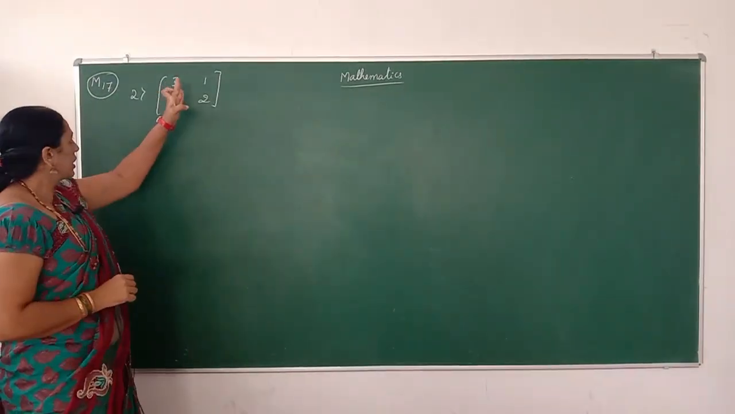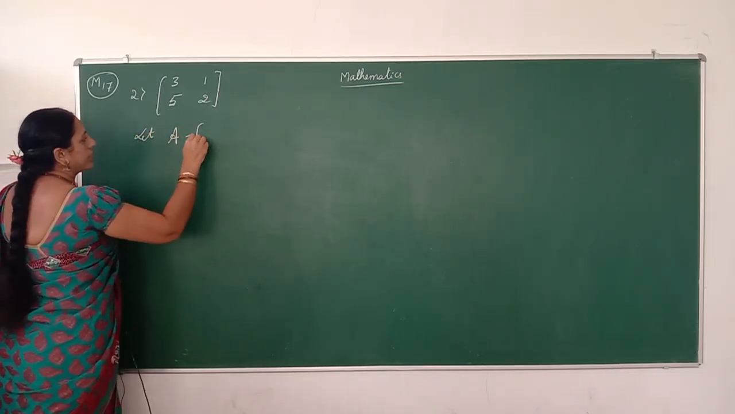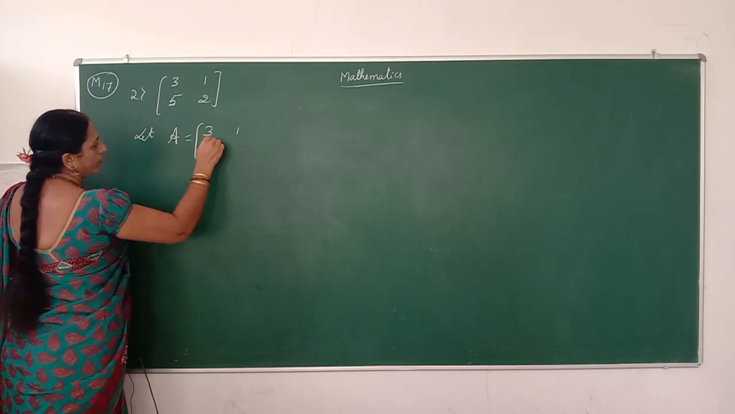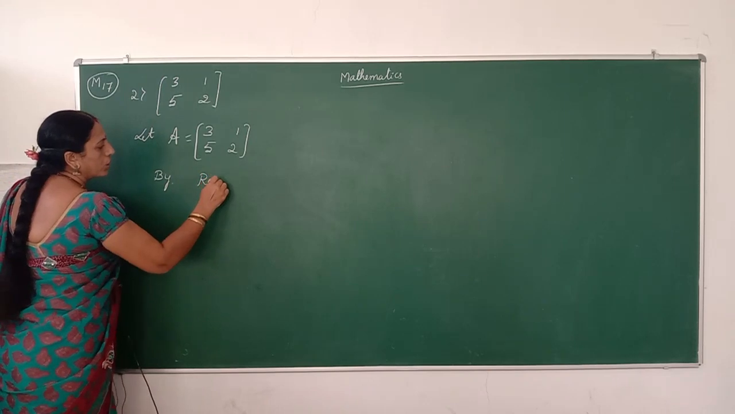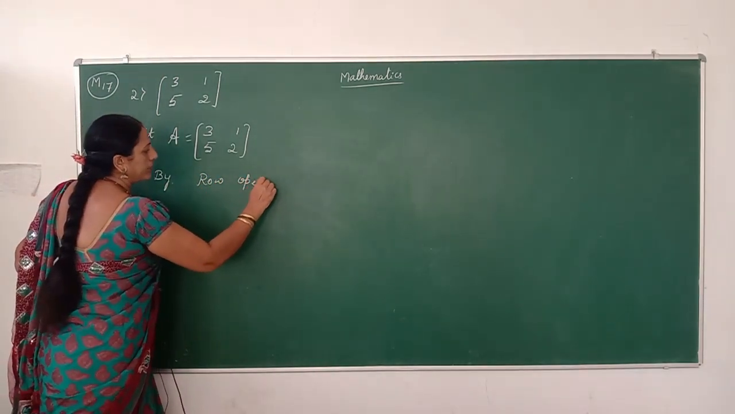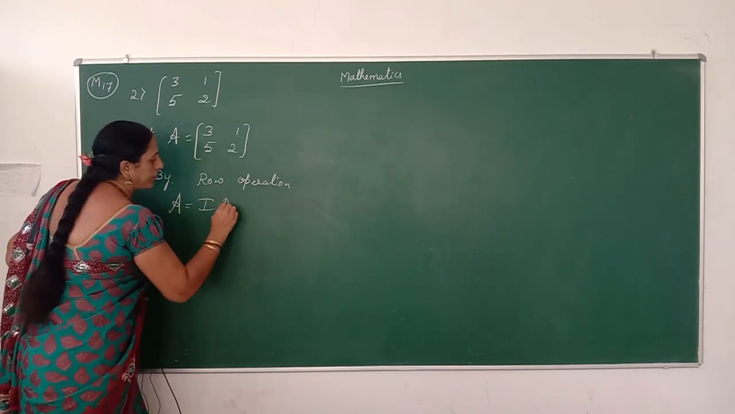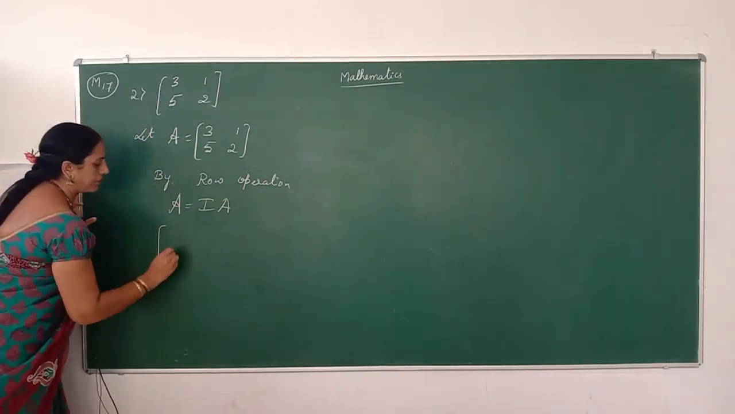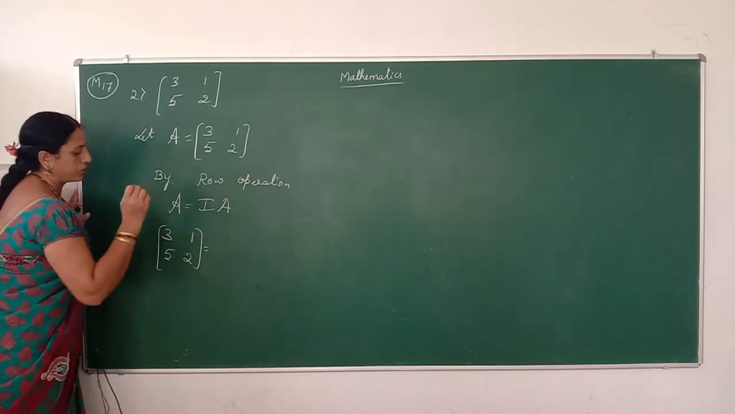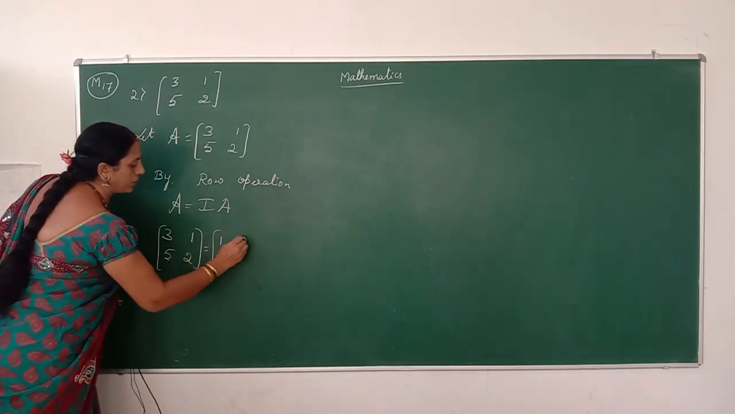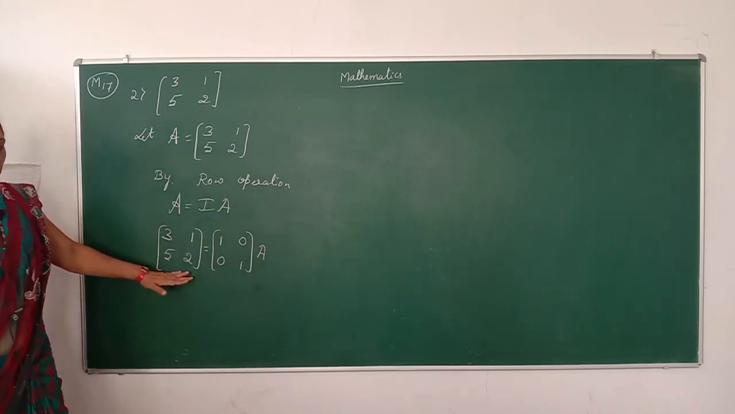Next one. 3152. First, let A be equal to 3152. By elementary row operations, A can be written as I into A, where A is 3152 equals 1001 into A.